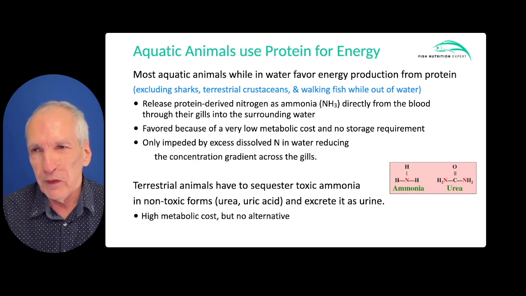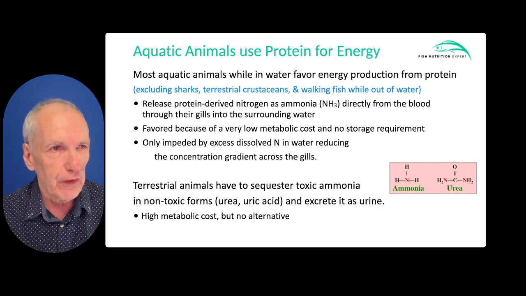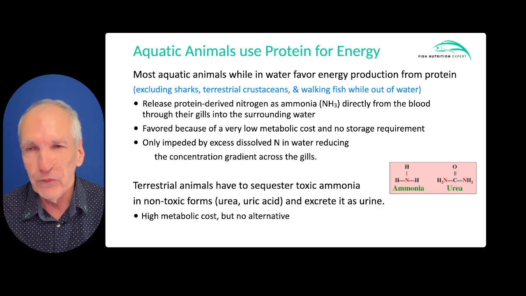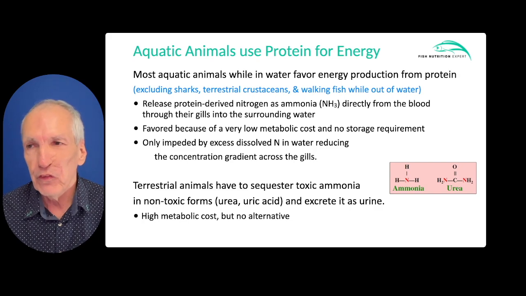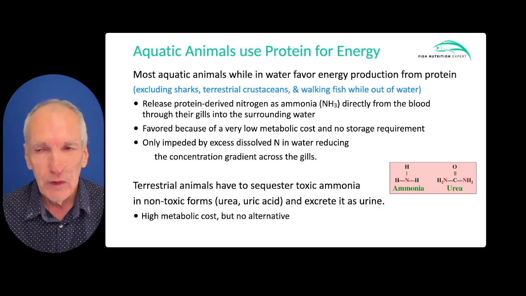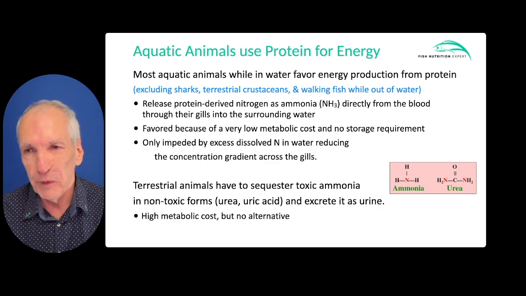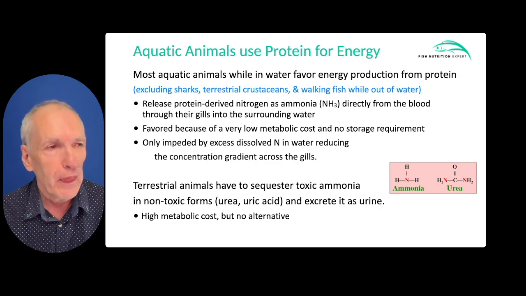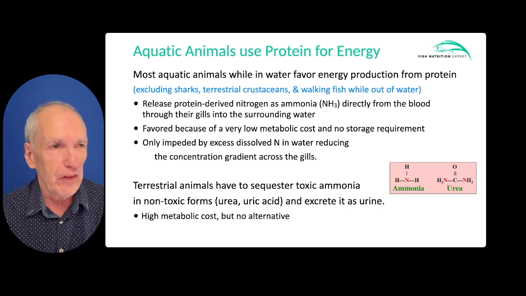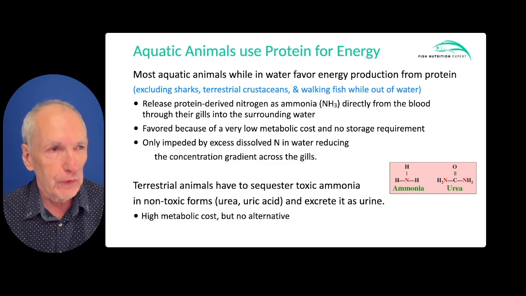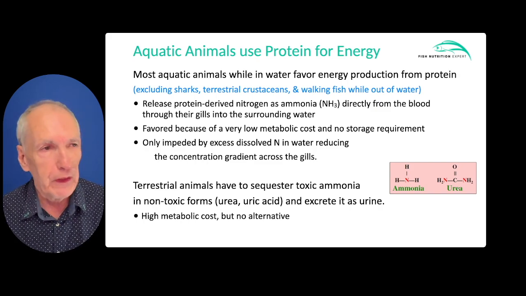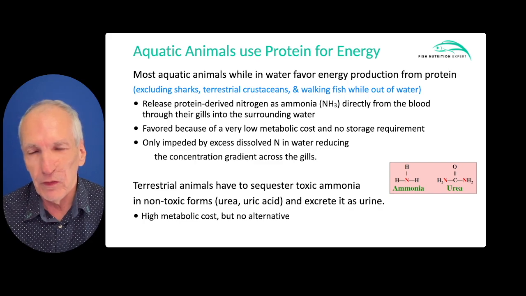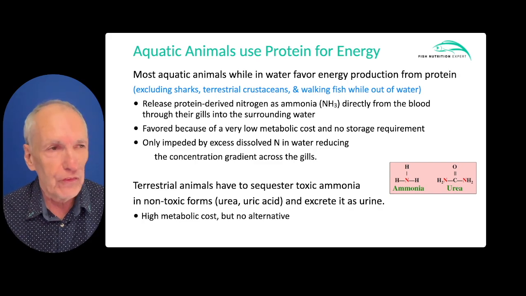So we see the release of protein-derived nitrogen as ammonia directly from the blood through their gills into the surrounding water. And that is favored because it has a very low metabolic cost and no storage requirement. Very simple, very cheap for the metabolic process of the fish. And it's only impeded by excess dissolved nitrogen in water, reducing the concentration gradient across the gills. So this is why we need to be concerned about dissolved nitrate, dissolved nitrite, and dissolved ammonia.